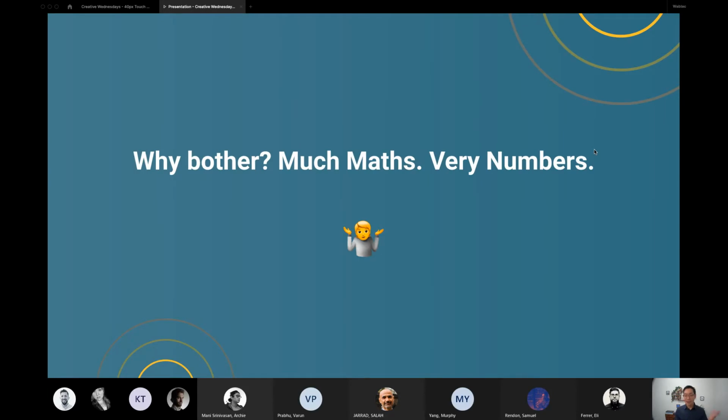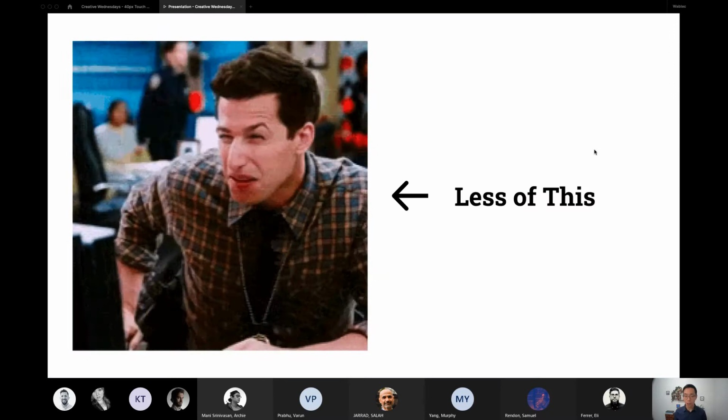But why? Why bother? Much math, very numbers. It's a lot of work to do, especially if we're designing for a lot of different devices. We just have to remember, why are we doing this? We want less of this. That's what it comes down to.